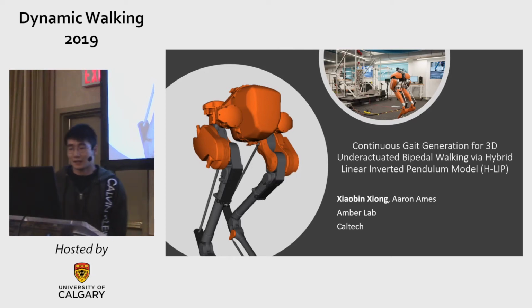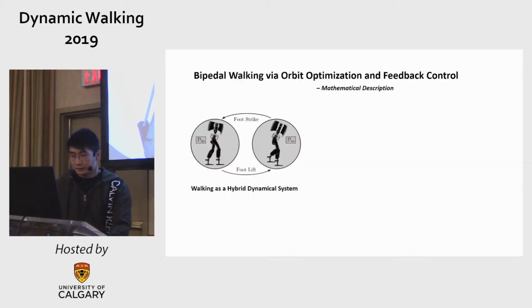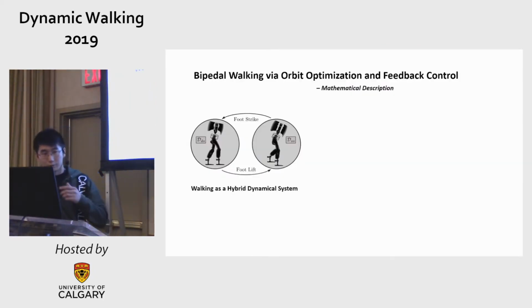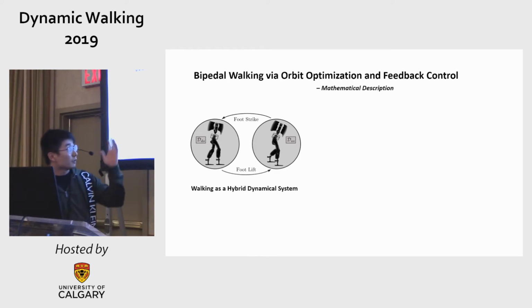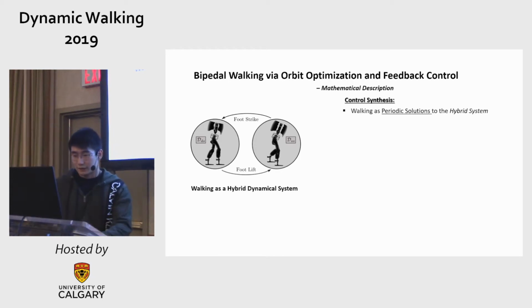Amber Lab at Caltech. Today I'm going to talk about using a simple hybrid linear inverted pendulum model to generate continuous walking and stabilization for the robot Cassie. We typically model walking as a hybrid dynamical system. A lot of people talk about this today, so I'm not going to go into detail. Basically, you can model walking as different domains with impacts and switching surfaces.